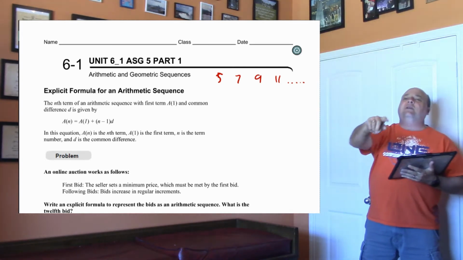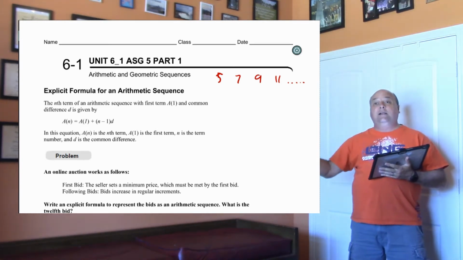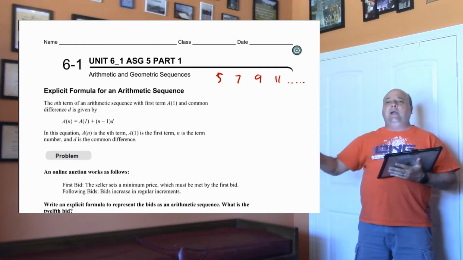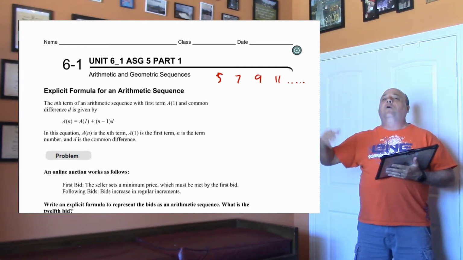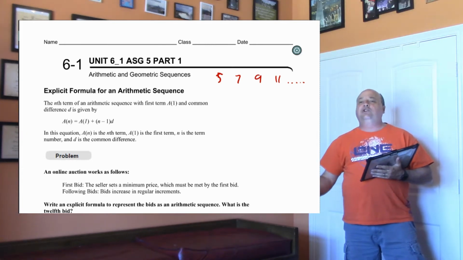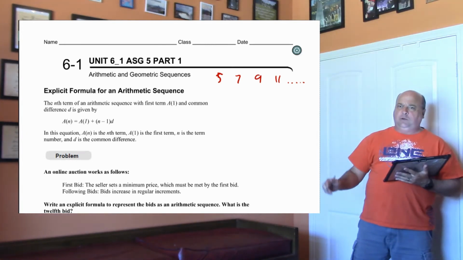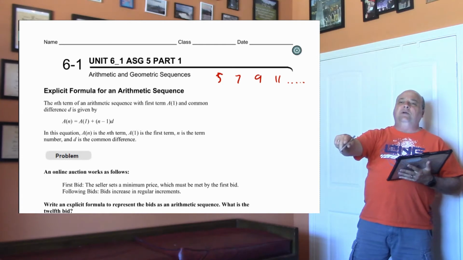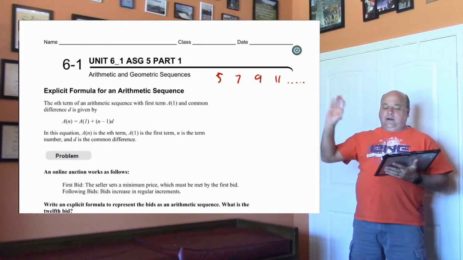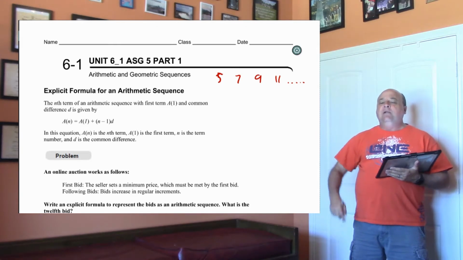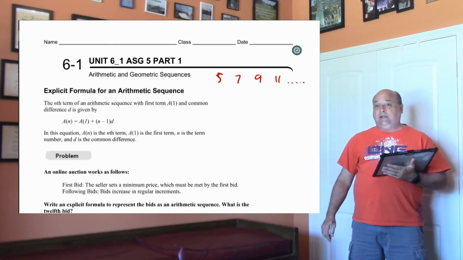Okay, a sequence is a list of numbers or a series of numbers that you add a common difference to, which is an arithmetic sequence, or that you multiply a common ratio with, which is a geometric sequence. So we're going to talk about arithmetic sequences first. And notice on the paper you have, I wrote down 5, 7, 9, 11. This is an example of an arithmetic sequence.